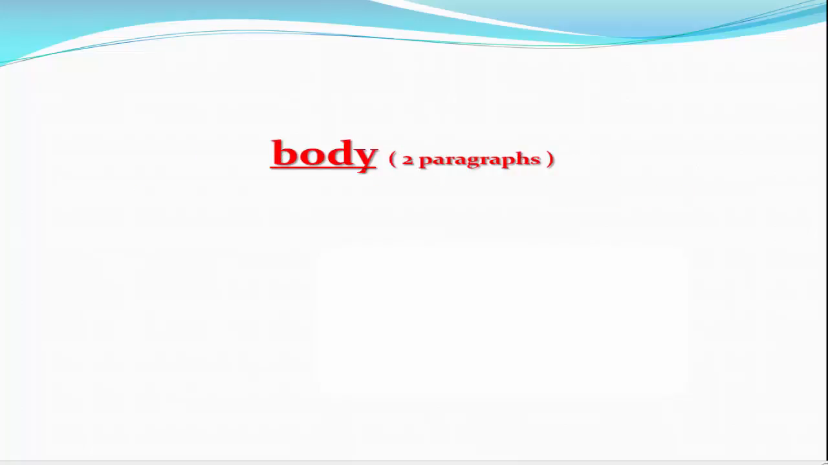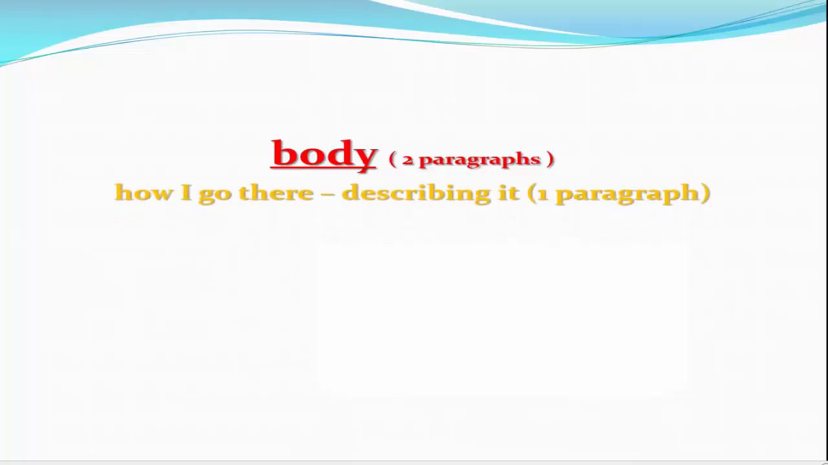For the body, I will write 2 paragraphs. The first paragraph will be about how I go there, describing it. You could say I go to school by bus, I go to school by car, I go to school on foot because it's near my home. And you could describe your school like that: my school is very big, it consists of 3 buildings. There is a playground, a big garden, and a sports hall, for example.